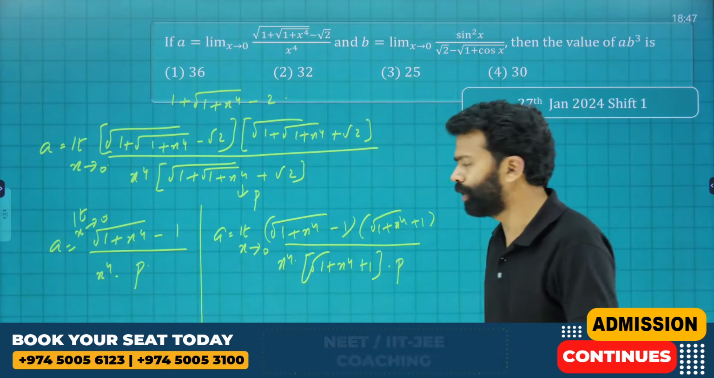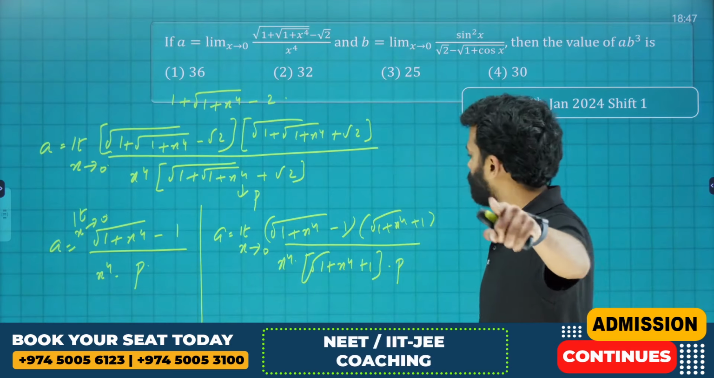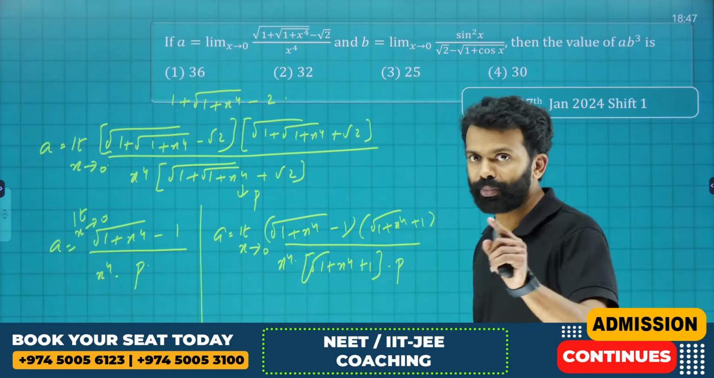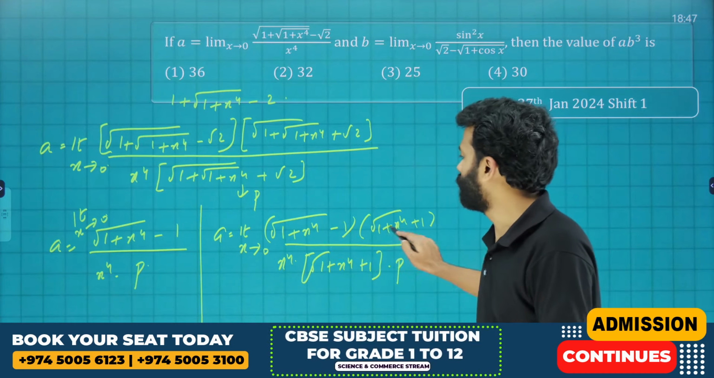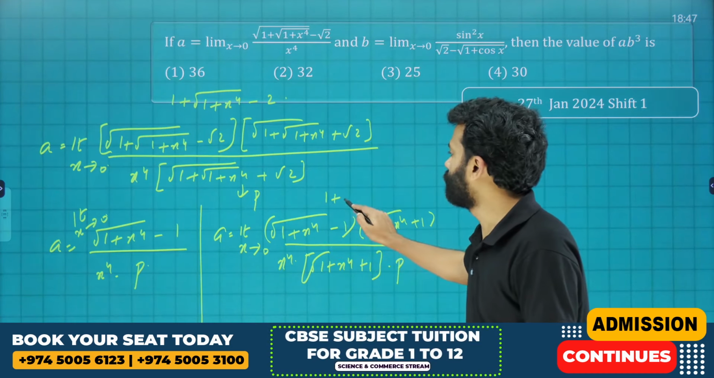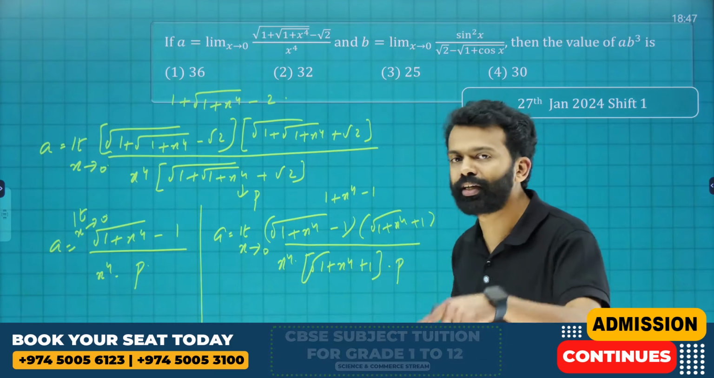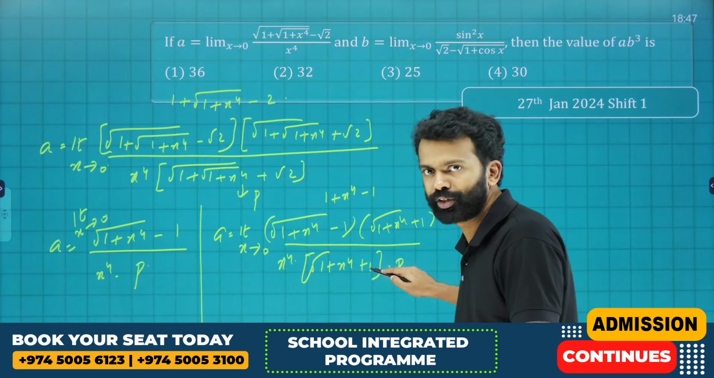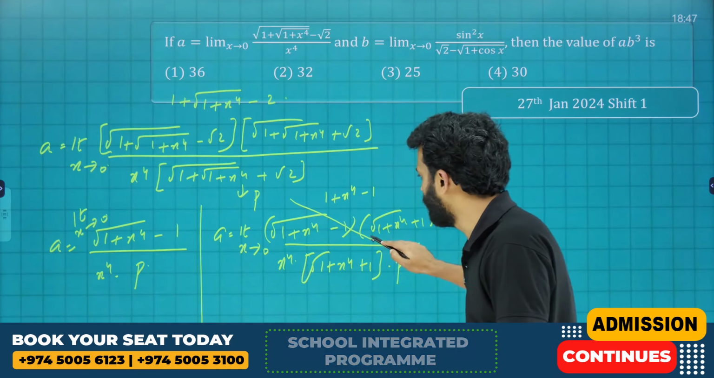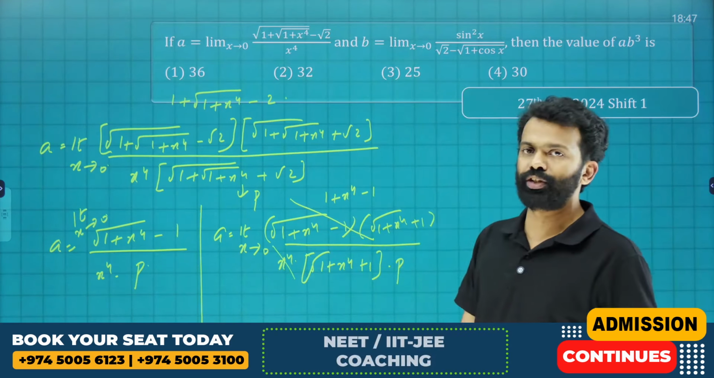It's just basic calculation. Listen very carefully, I'm going to skip some steps here, so be very careful. Again, (a plus b) into (a minus b) becomes 1 plus x raised to 4 minus 1, and that becomes x raised to 4. So basically the numerator is x raised to 4, and here I'm going to cancel that x raised to 4 with this x raised to 4.